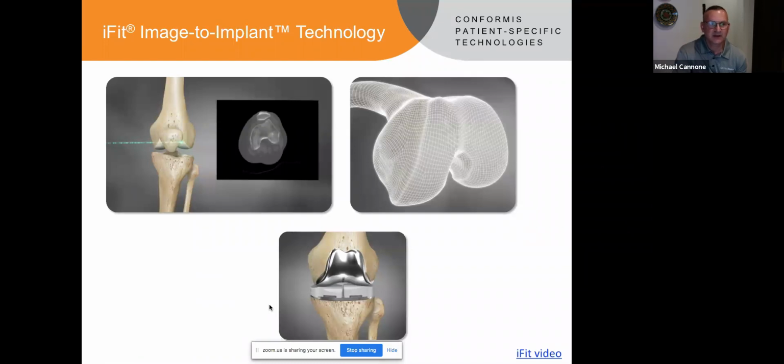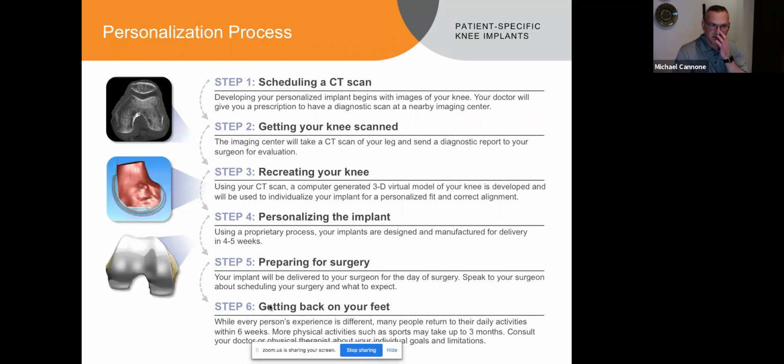This is just looking at some of the ways that they get the scanning of your knee to make the implants. So you schedule the CT scan, you get the knee scanned, they recreate your knee, they create the personalized implant for your knee, and then they bring it to surgery in one box, which the scrubs really love because it takes a lot off the back table. And then when you go through the procedure and then get your therapy, as we talked about, getting better starts that day.